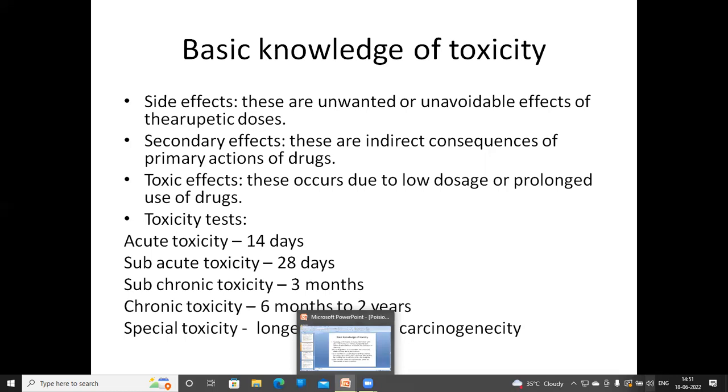Next, toxic effects. Toxic in the sense of poisonous effects. These mainly occur due to low dose or prolonged use of the drugs. The toxicity tests are done for knowing the toxic effect of a drug. And what are those toxicity tests? The first one, acute toxicity test, is done for 14 days. Subacute toxicity test is done for 28 days. Subchronic toxicity test is done for 3 months. Chronic toxicity test is done for 6 months to 2 years. And special toxicity tests are done for carcinogenicity studies. It takes a longer period.